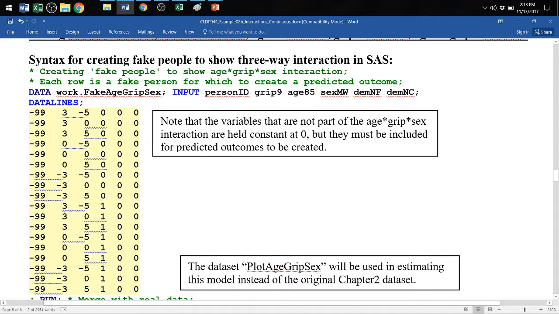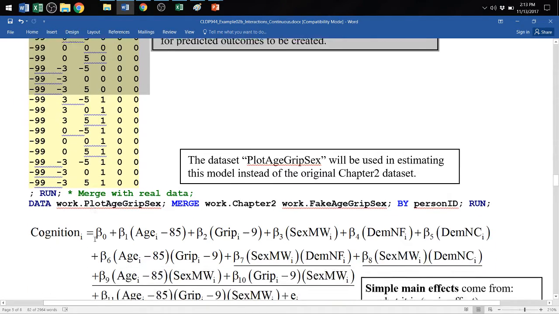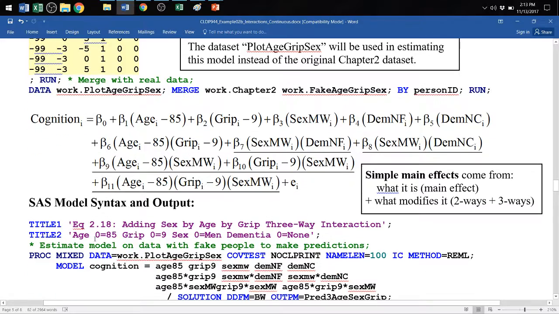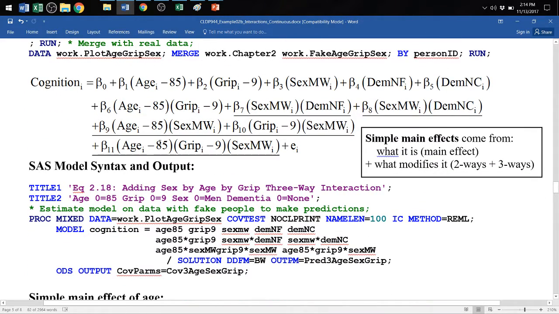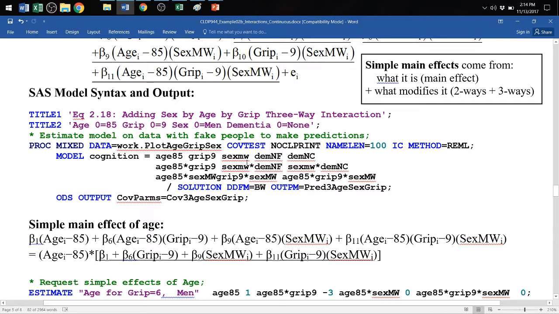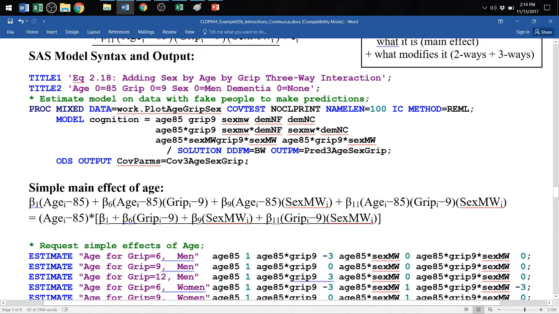Accordingly, I am expanding my collection of fake people to include the same 9 I had before, but a set of men and a set of women. Here's my model. So I'm interested in describing this 3-way interaction, age by grip by gender. So we'll pull apart each of the main effects and then each of the relevant 2-ways.